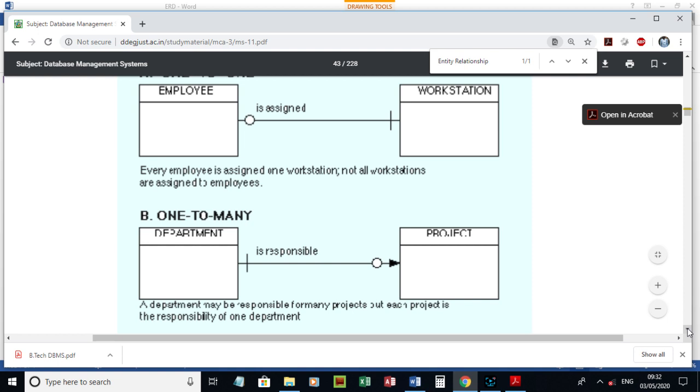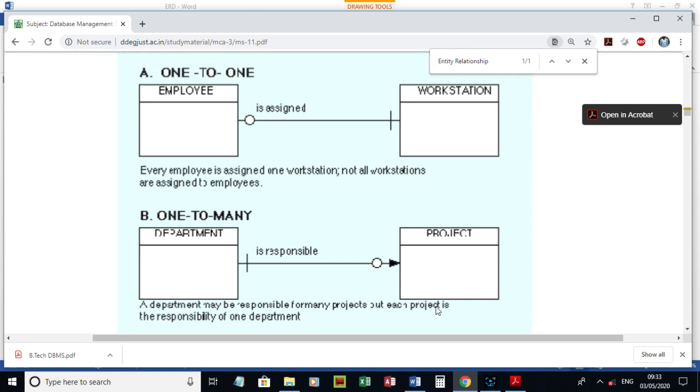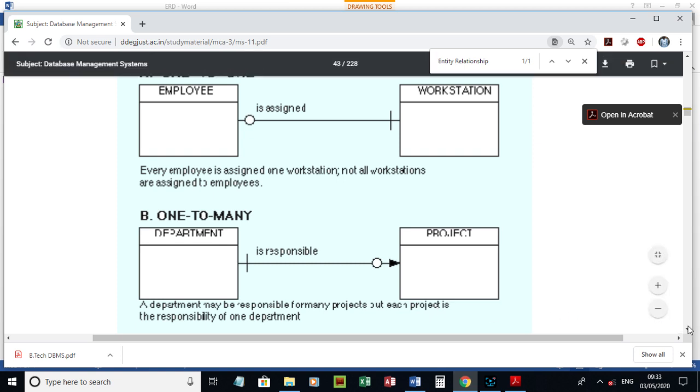one to many. Let's look at department and projects. Maybe you have an entity relationship. Now look at that, one to many. One department is responsible for zero, no project at all, or many projects. A department may be responsible for many projects. Within this context, one department is responsible for at least one project, or many projects, okay?